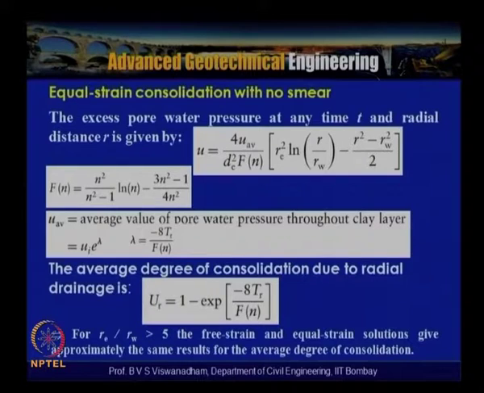Now, the equal strain consolidation with no smear, this is the case for a rigid case that we assumed, and the excess pore water pressure at any time t and radial distance r is given by u is equal to 4 U average de square function of n, within square brackets re square natural logarithm of r by rw minus r square minus rw square by 2, the square brackets close.